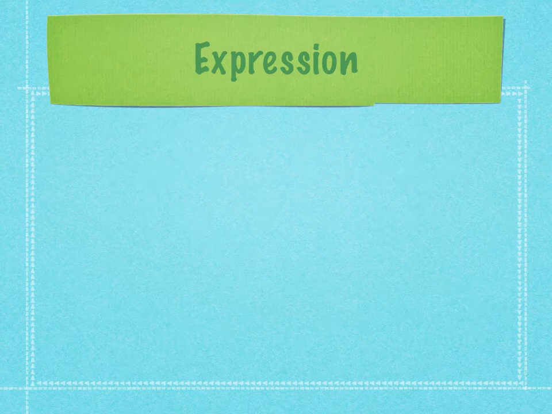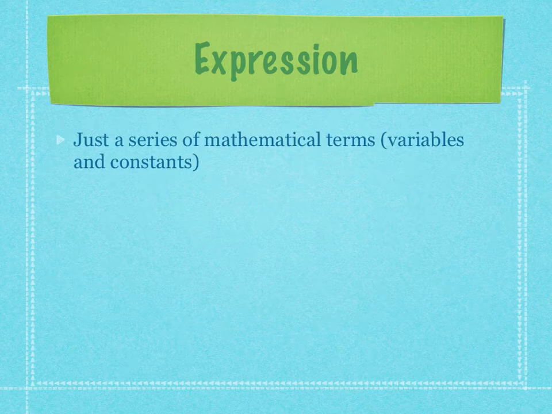First, let's be clear about what we mean by an expression. An expression is just a series of mathematical terms. Those may include variables like x or y or p or q, and constants. Those are plain old numbers like 3 and 5 and a million and 0.06.